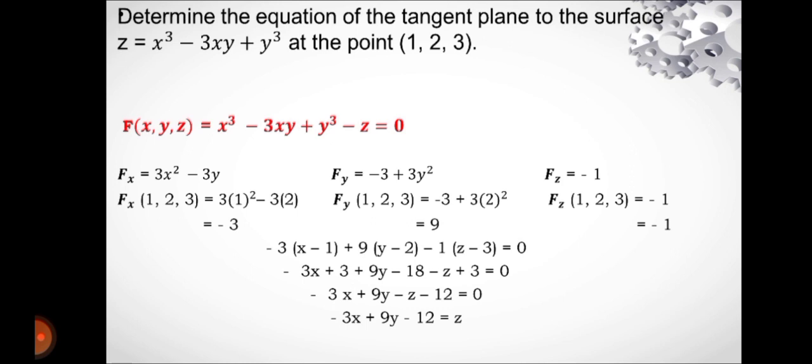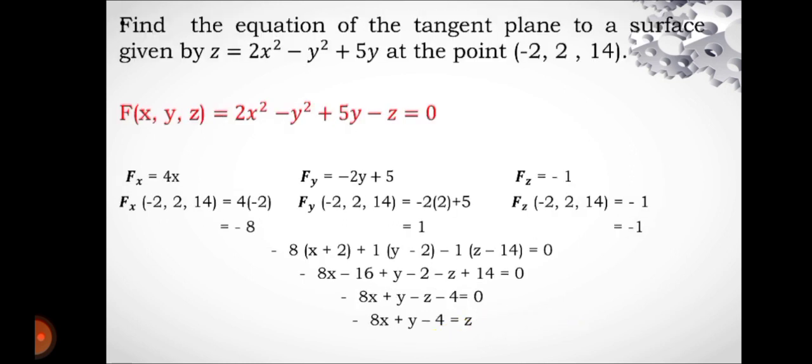Negative 3(x − 1) + 9(y − 2) − 1(z − 3) = 0. Negative 3x + 3 + 9y − 18 − z + 3 = 0. Negative 3x + 9y − z − 12 = 0. Negative 3x + 9y − 12 = z.